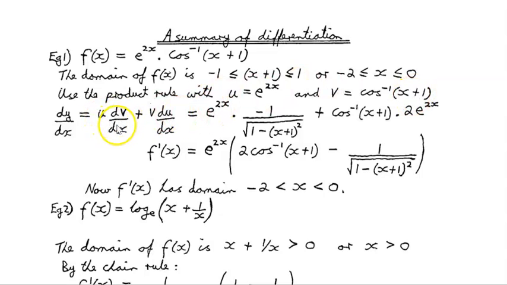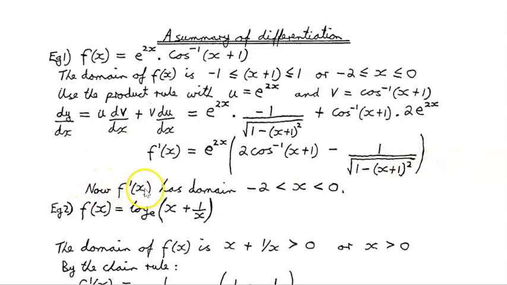Well, u times dv dx: u is e to the 2x times dv dx of this. We go back to our tables in a previous video and we find that it's -1 on the square root of 1 minus the argument all squared, which in this case, the argument is x plus 1. Plus v, which is inverse cos of (x plus 1), times du dx. The derivative of e to the 2x is 2 times e to the 2x. So our derivative for this function, f dash of x, is e to the 2x, pulled out front, times (2 inverse cos of (x plus 1) minus 1 on the square root of 1 minus (x plus 1) all squared).